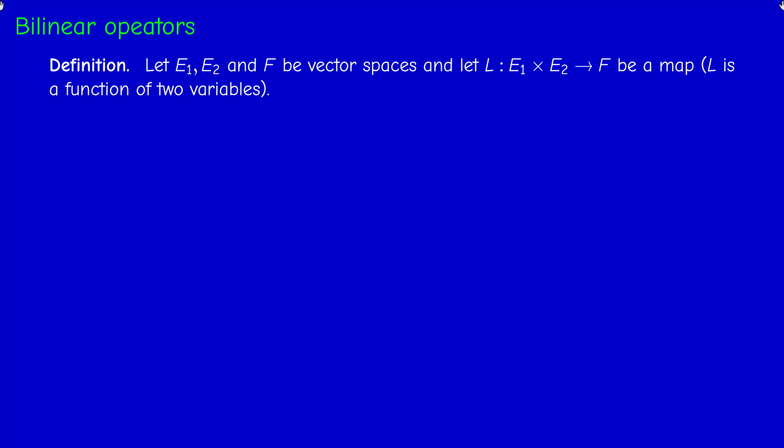So what is a bilinear operator or bilinear map? If we have three vector spaces, E1, E2, and F, and we consider a function of two variables, so L is a function from the product space E1 times E2 that takes values into F. We say that this function is bilinear if it is linear in each variable separately. So if we fix one variable, we get a partial map, and this map is linear.